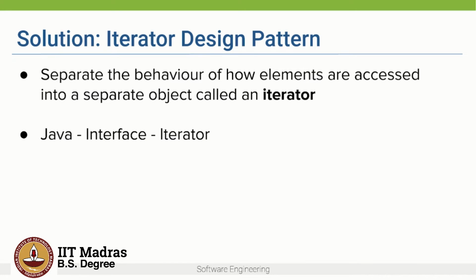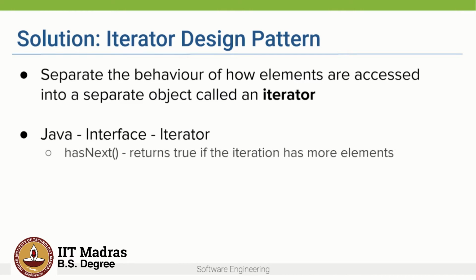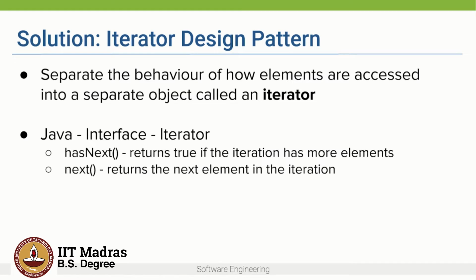You all must be familiar with the iterator interface in Java. The iterator interface in Java has two key functions. One is hasNext, which returns true if the iteration has more elements, and next, which returns the next element in the iteration.